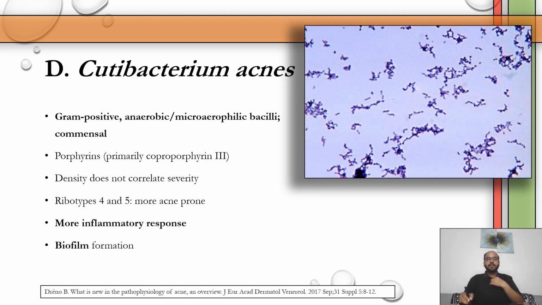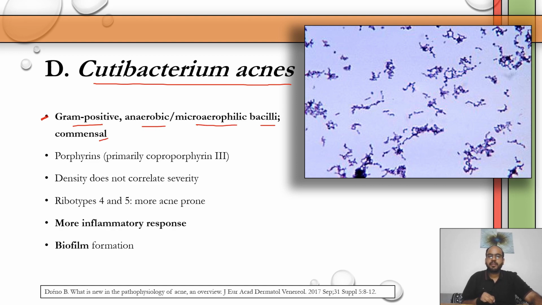Okay, so now we'll discuss the fourth parameter, which is the action of Cutibacterium acnes, the organism which is very importantly implicated in acne. There are other organisms also, but mostly Cutibacterium acnes has been implicated. So Cutibacterium acnes is a gram-positive, anaerobic or microaerophilic bacilli. It's a commensal organism. I've told you it lives normally nearby the sebocytes and the follicular apparatus and somewhat on the skin too.